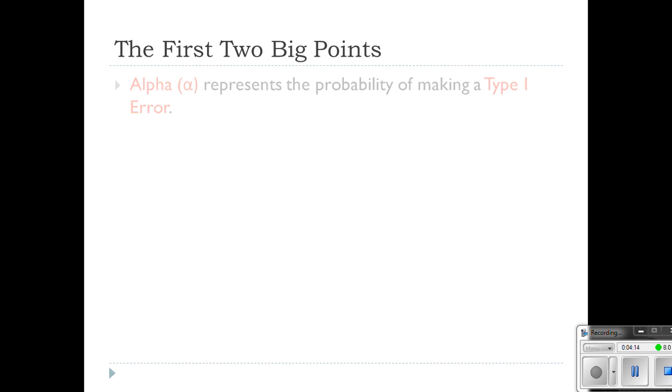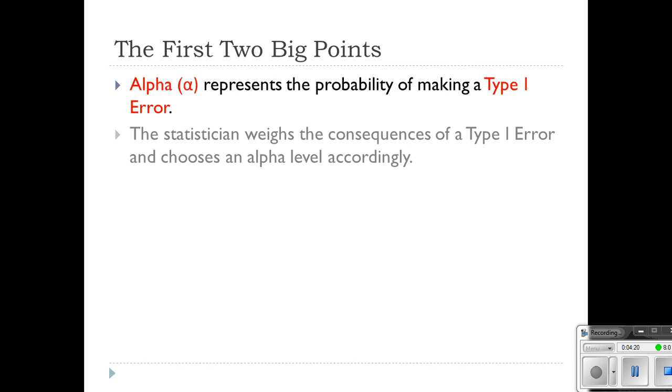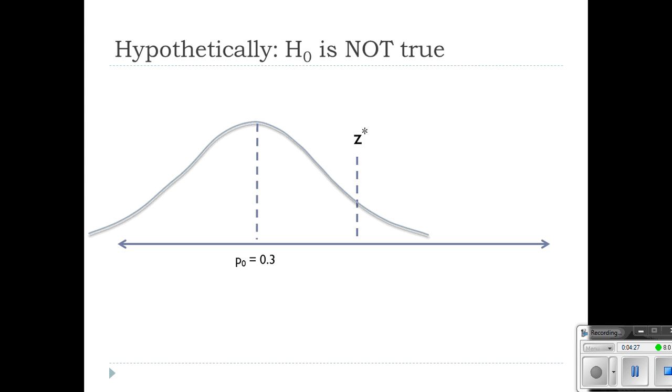So the first 2 big points are basically that our alpha level represents the probability of making a type 1 error. And the statistician then weighs the consequences of a type 1 error and then will choose the alpha level accordingly.